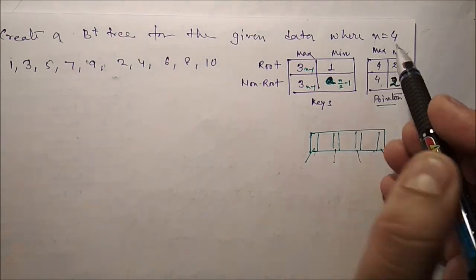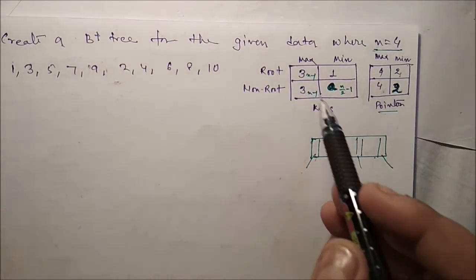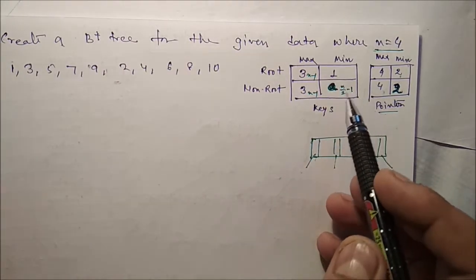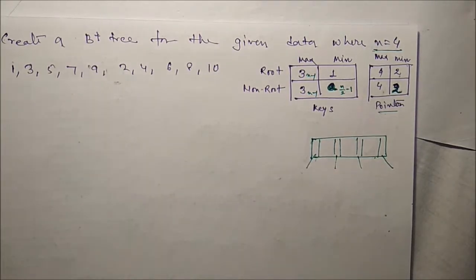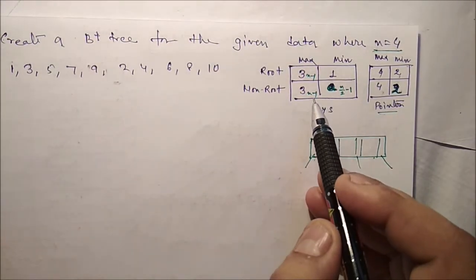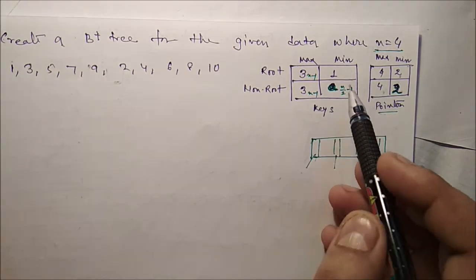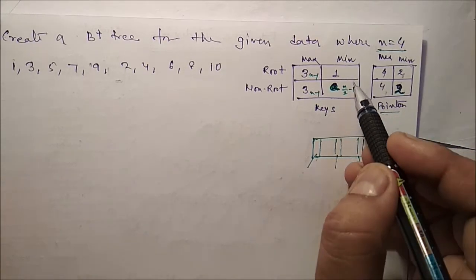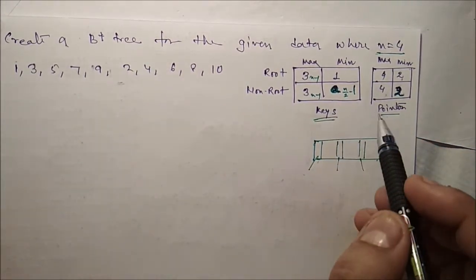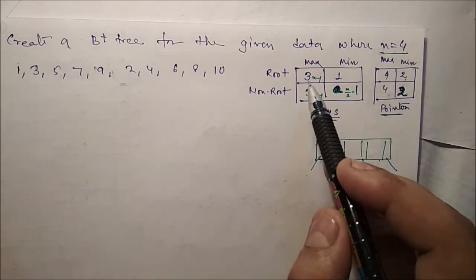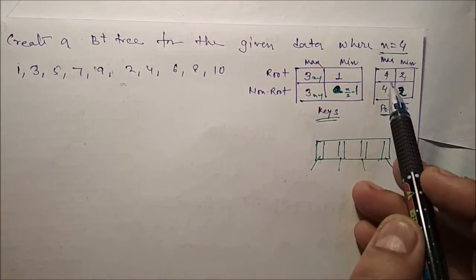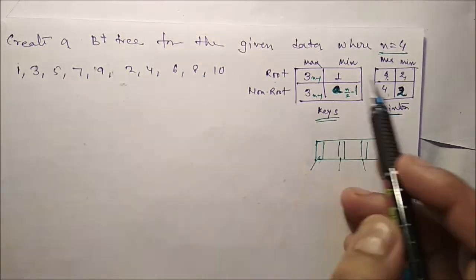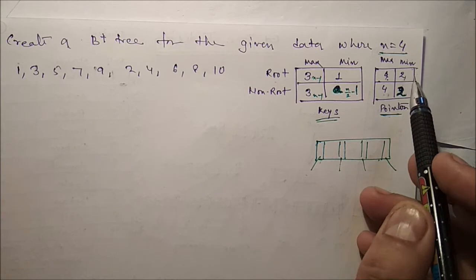That means if n is equal to 4, the root node must contain at most n minus 1, that is 3 keys, and a minimum of 1 key. And if it is a non-root, the maximum is n minus 1, that is 4 minus 1, which is 3. The minimum will be n by 2 minus 1, so 4 by 2 is 2, 2 minus 1 is 1. This is for keys; for pointers, the number of children is keys plus 1. So it can hold a maximum of 4 pointers, and a minimum of 2 pointers for the root node, and for a non-root node a maximum of 4 and a minimum of 2.